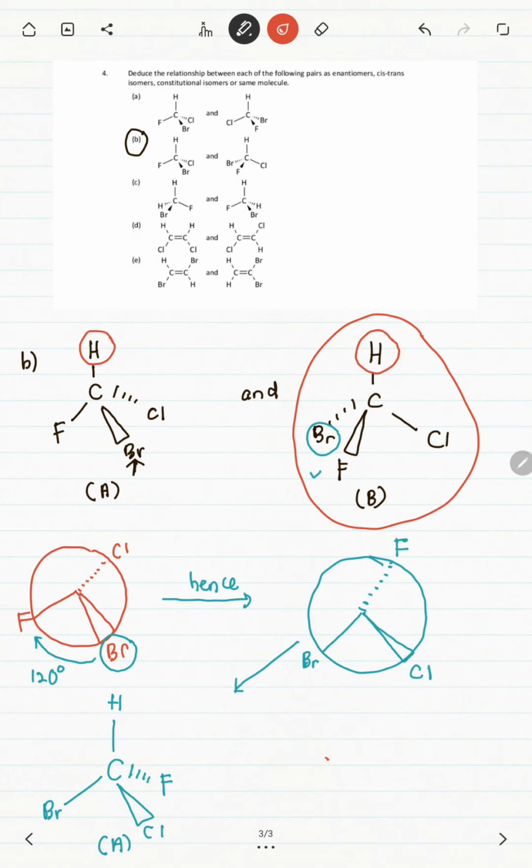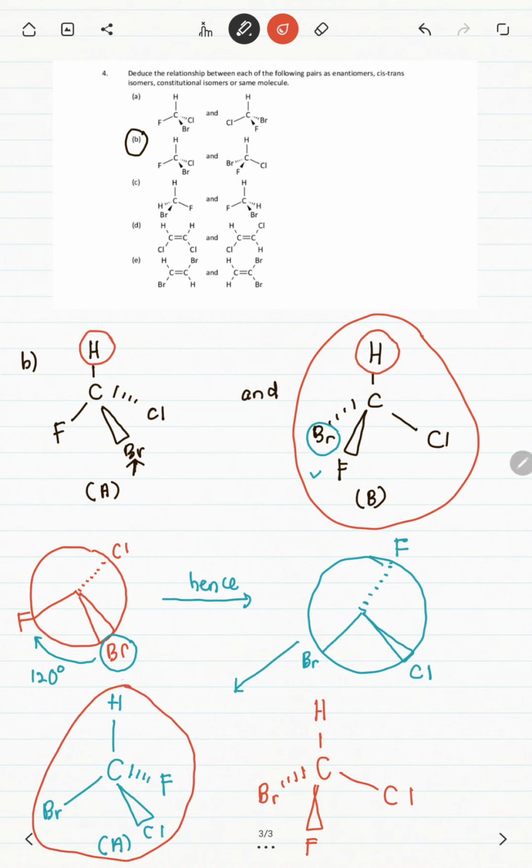In structure B, we have the upward plane as hydrogen, chlorine, and the front projection is fluorine, and the backward projection is bromine. So, what happened? We compare the product form. Is it the same? Not. So, what happened? This remaining product, we try to rotate it again.